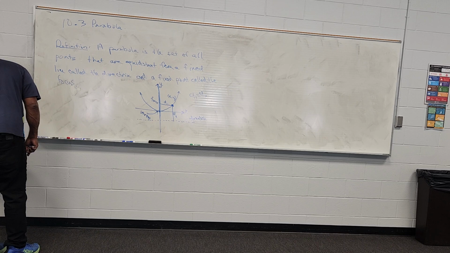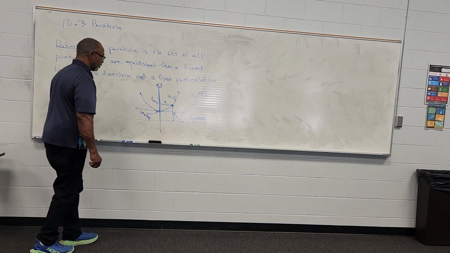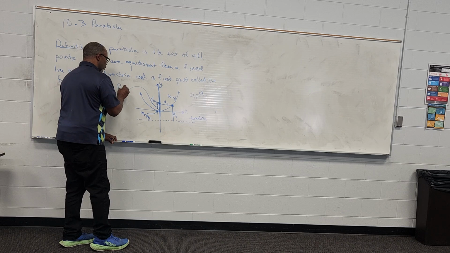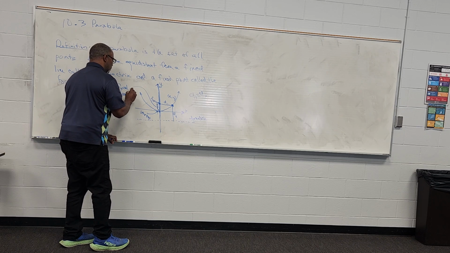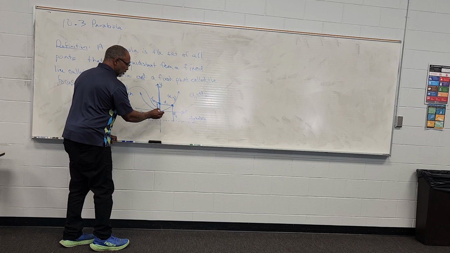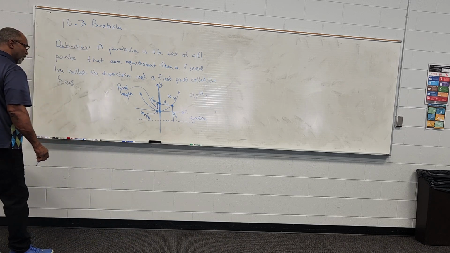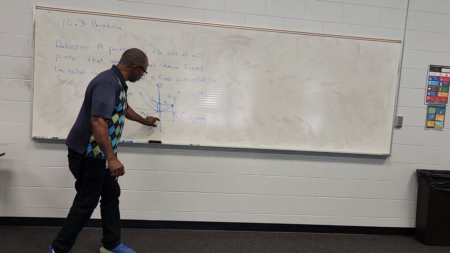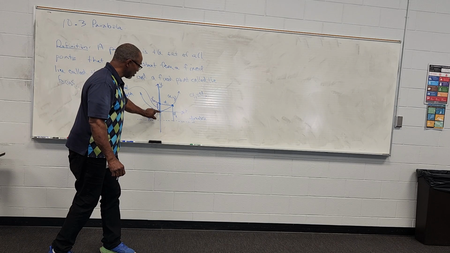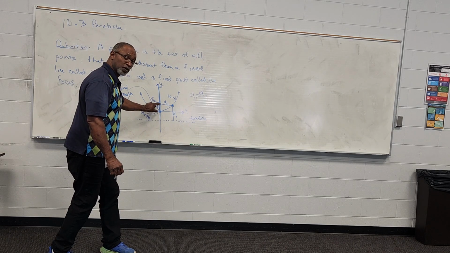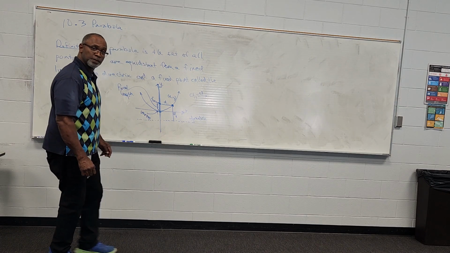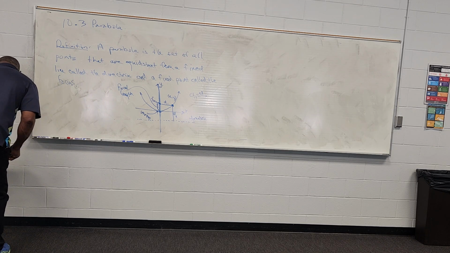They say the distance between the vertex and the focus of the parabola is called the focal length. The distance between the vertex, right here, and the focus, this distance right here, is called the focal length. And this distance is the same as the distance from the vertex vertically down to the directrix. That focal length is the same.